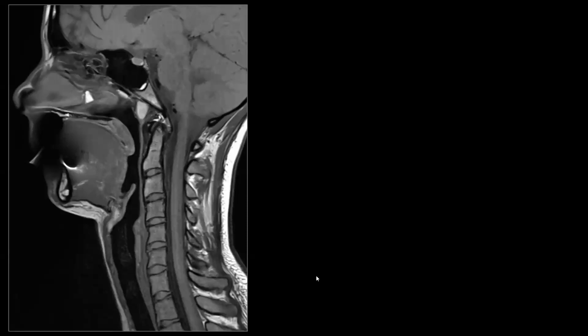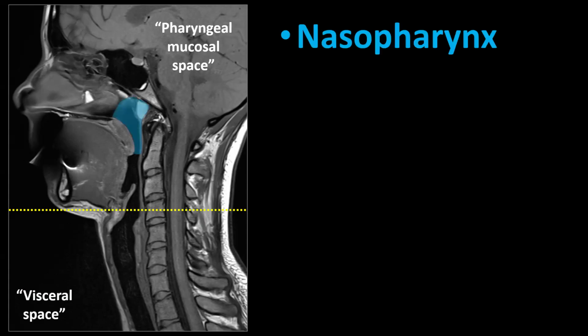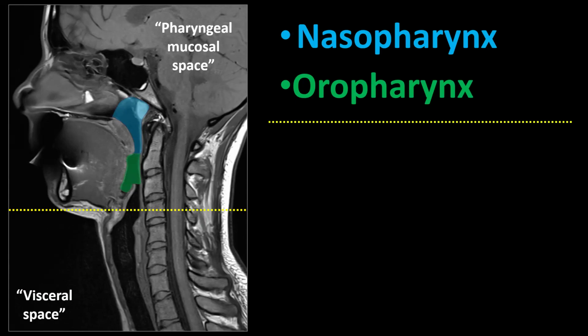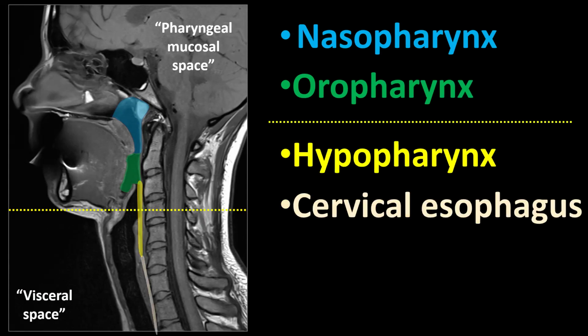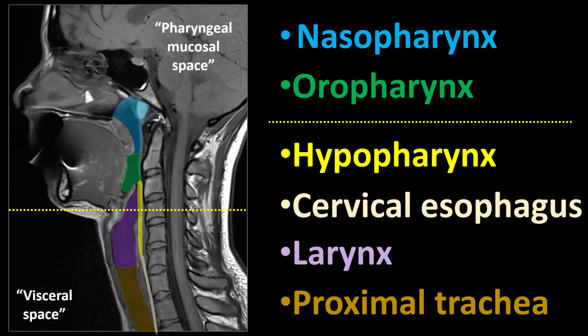Now, surgeons, ENT surgeons, don't really like it when we talk about the pharyngeal mucosal space or the visceral space. They want us to be, anatomically speaking, a bit more specific. So let's make a distinction between the supra- and the infrahyoid neck at the level of the hyoid. In the suprahyoid neck, belonging to the pharyngeal mucosal space, we have the nasopharynx and the oropharynx, and in the infrahyoid neck, belonging to the so-called visceral space, we find the hypopharynx and the cervical esophagus, as well as the larynx and the trachea.